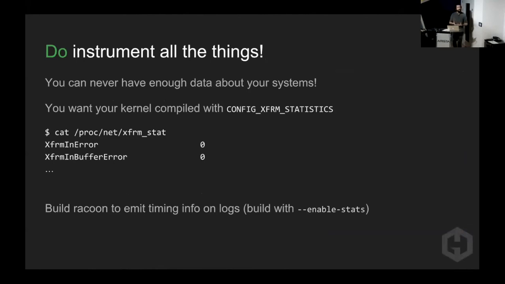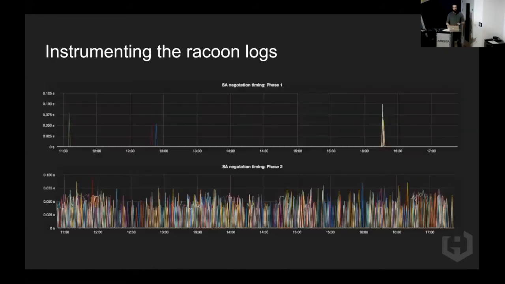I don't think I need to be saying this, but I'm going to say it anyway: instrument the crap out of everything. You will want your kernel compiled with XFRM stats. I think pretty much all kernels come with them now, but just in case, you should have it. If you want to understand what any of those do, you're going to need to look at the kernel source, probably pretty much 100%, but it's definitely worth having. You can build Raccoon with some timing info, which also is invaluable. This is what the timing info in Raccoon looks like. If there are any problems, you will see it very clearly.